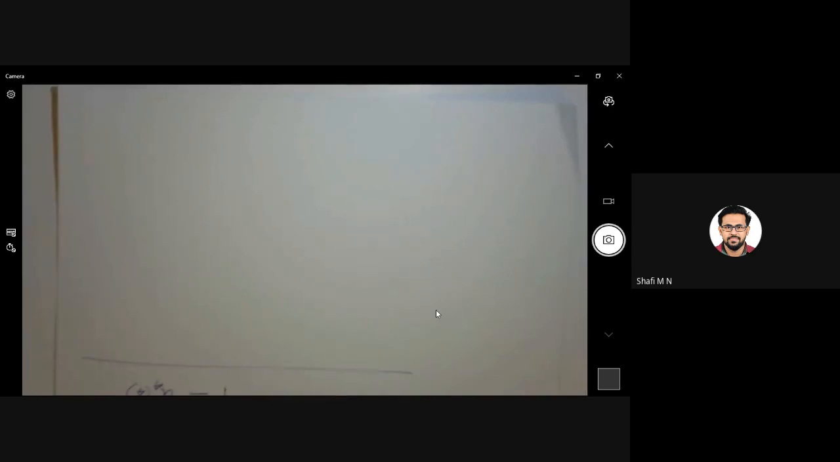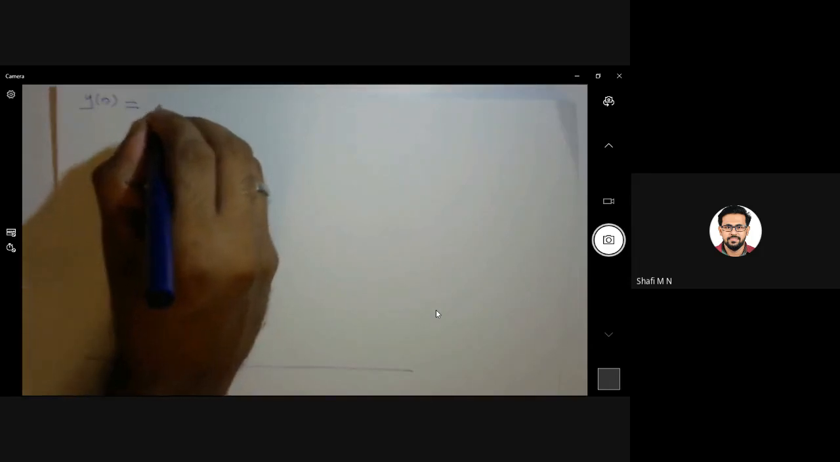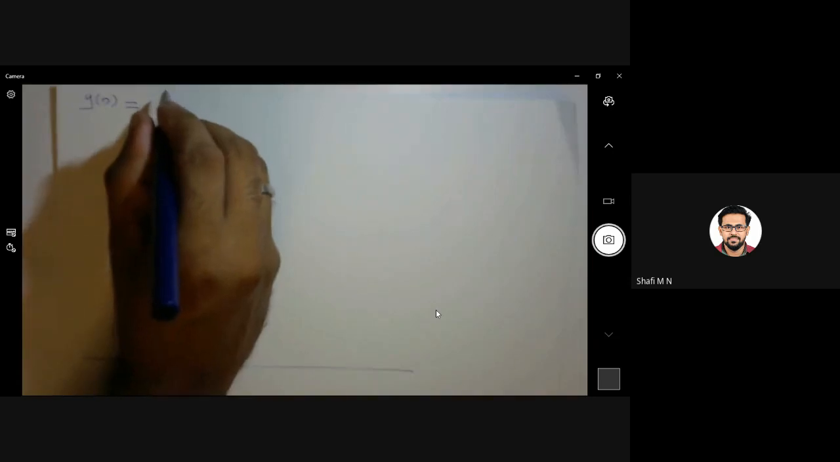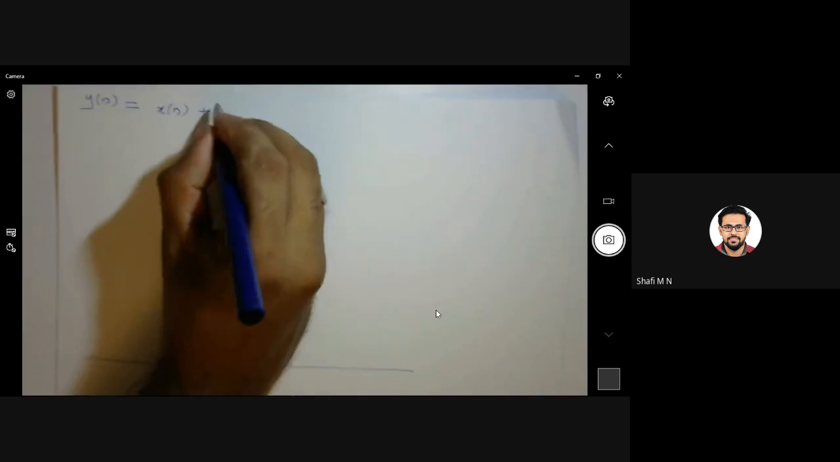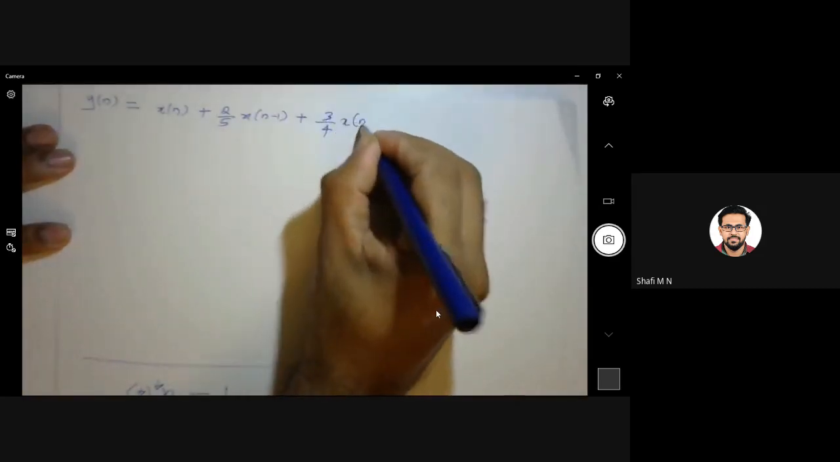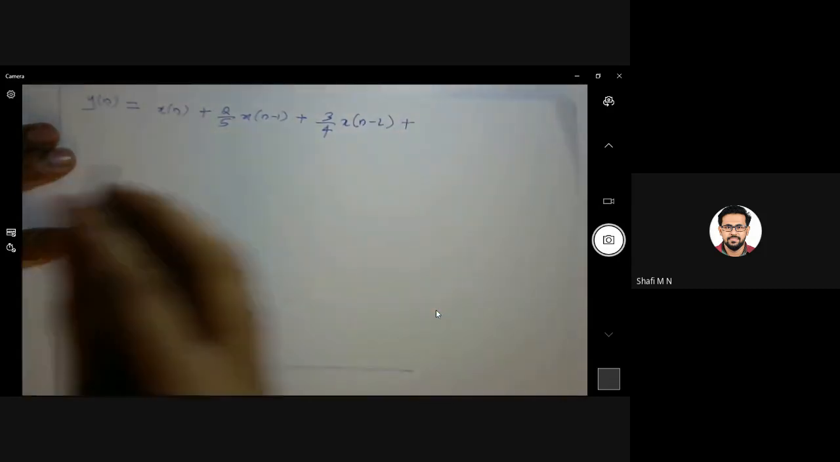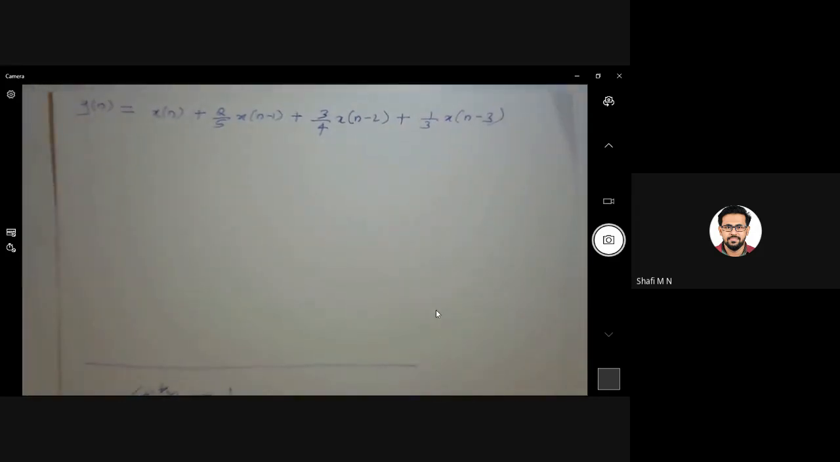An FIR filter is given by the difference equation y of n equal to x of n plus 2 by 5 x of n minus 1 plus 3 by 4 x of n minus 2 plus 1 by 3 x of n minus 3. Determine its lattice form.